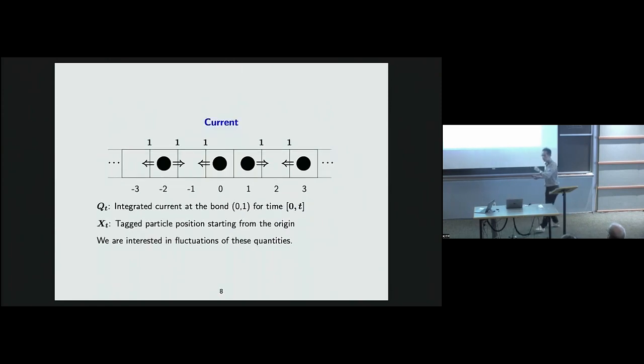and 1 when site x is occupied at time t. As I already mentioned a little bit, we are interested in the current for this model. In particular, we are interested in the integrated current at the bond between site 0 and 1, between time 0 and t. We can also consider the tagged particle problem, which starts from the origin. But today, we are mainly interested in this integrated current.